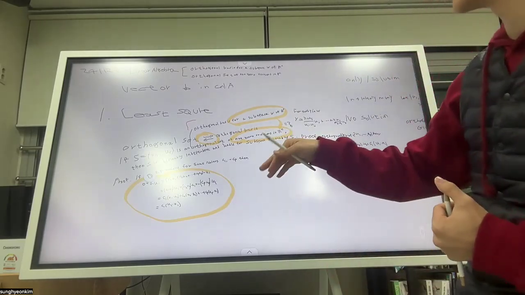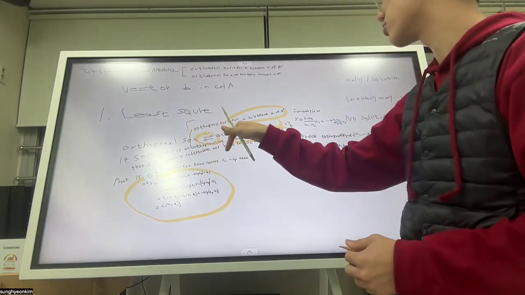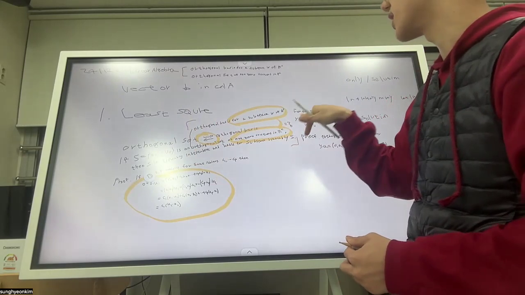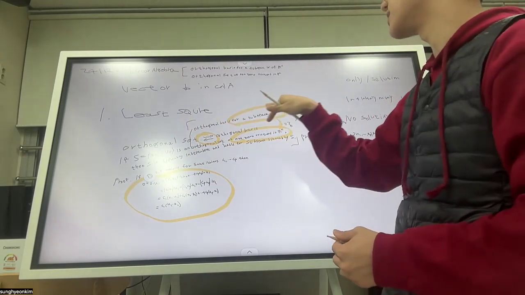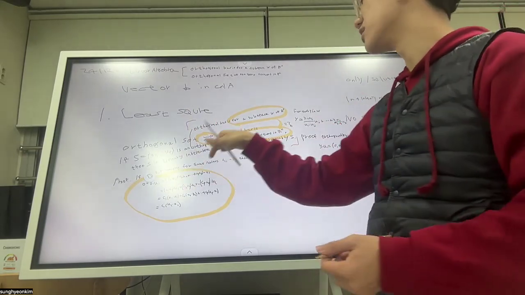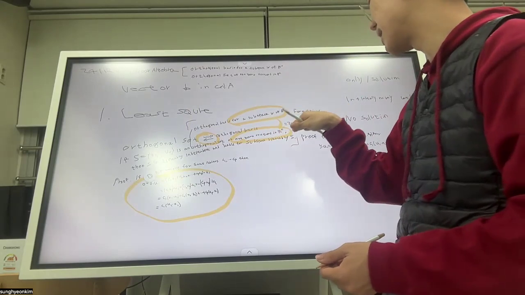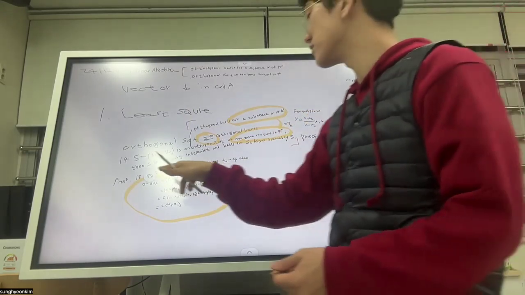If I read it: if S equals U1 to UP is an orthogonal set of non-zero vectors in Rn, or an orthogonal basis for a subspace W of Rn, then S is linearly independent and a basis for the subspace spanned by S. And this is the proof.